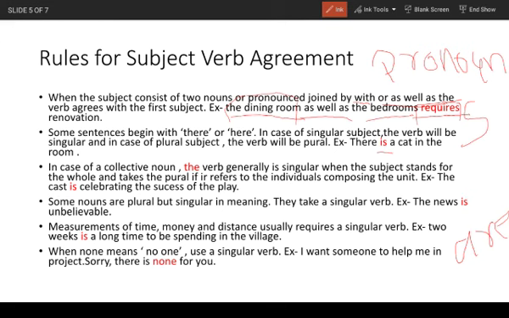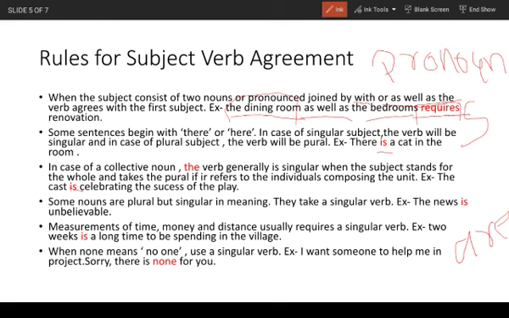In the case of a collective noun, the verb generally is singular when the subject stands for the whole, and takes the plural if it refers to the individuals composing the unit. So when there is a collective noun referring to the whole, the verb would be singular. But when it refers to the individuals, the verb would be plural. Like, the cast is celebrating the success of the play. Cast, so the whole cast is celebrating. That's why we used is, and the cast is a collective noun.